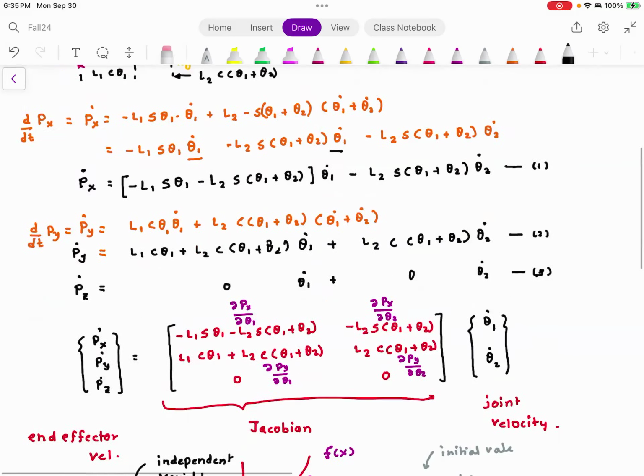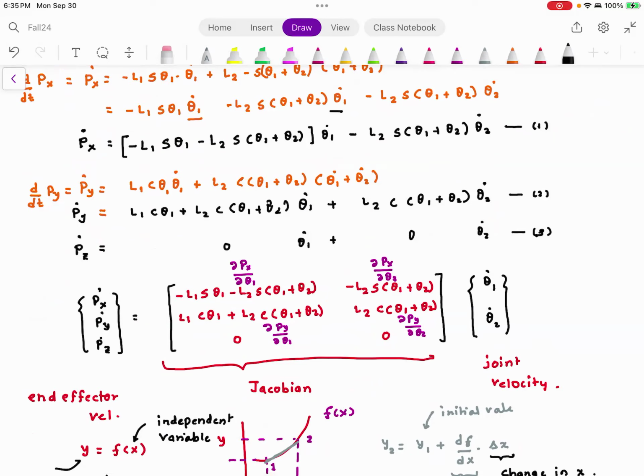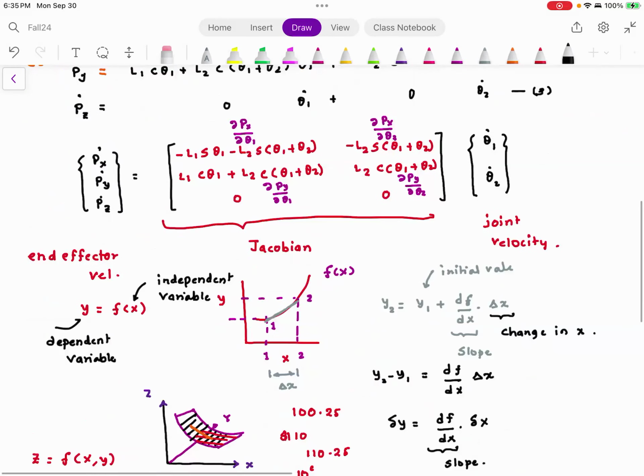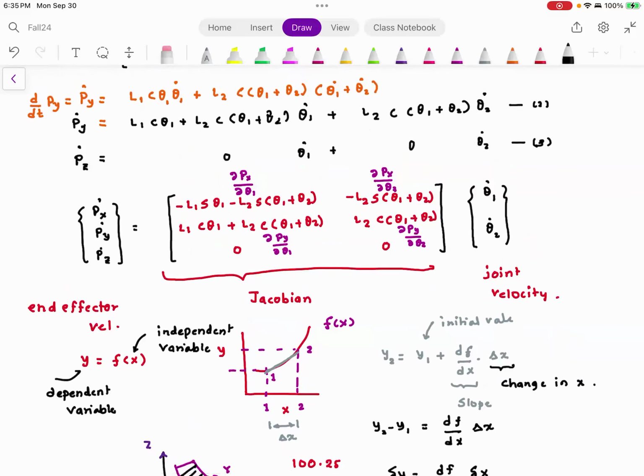So if somebody asks you what a Jacobian is, it's nothing but the extension of the derivative when you have two or more independent variables. That's why you have partials. In the case of robotics, the Jacobian relates the end effector velocities to the joint velocities. So given the joint velocities, you can find out the end effector velocities. One thing I want you to understand is that this Jacobian is going to change at every theta. Because as theta 1 is different and theta 2 is different, the Jacobian value is going to be different. Everyone understood this?